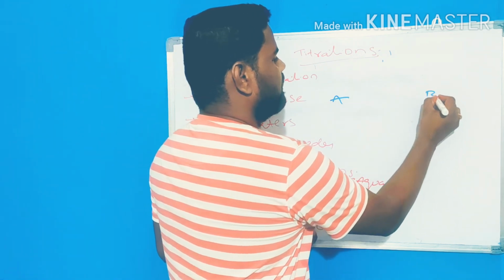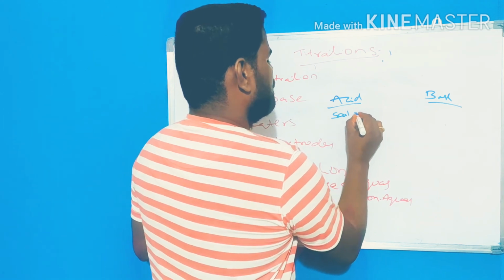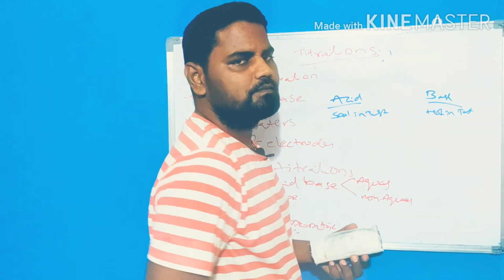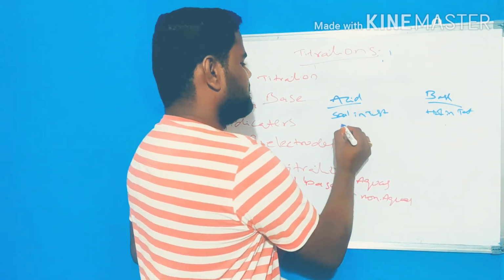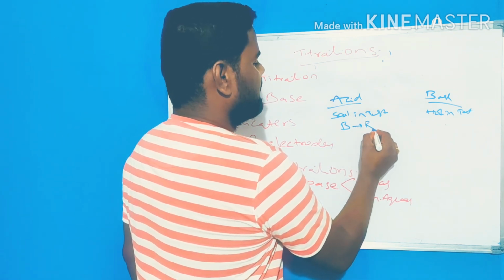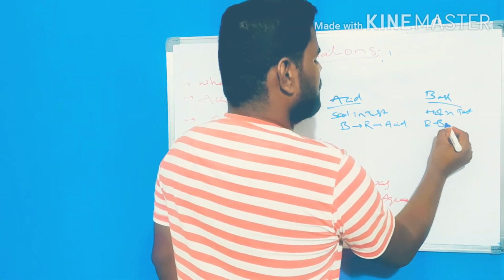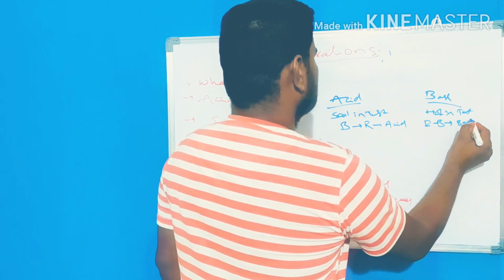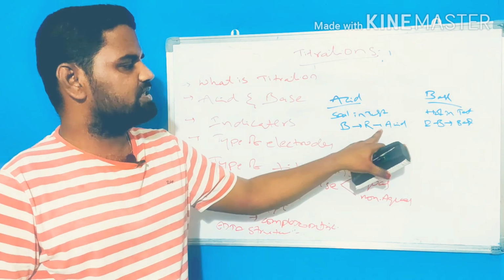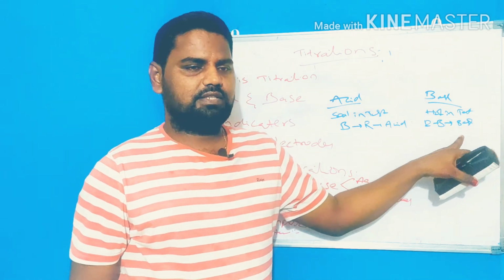Acid, base. Acid is sour in taste. An acid changes blue litmus to red litmus. A base changes red litmus to blue litmus. It changes blue litmus to red litmus, that is called acid. It changes red litmus to blue litmus, that is called base.